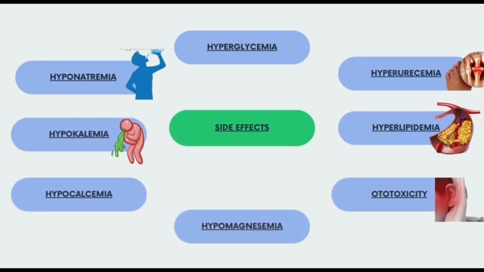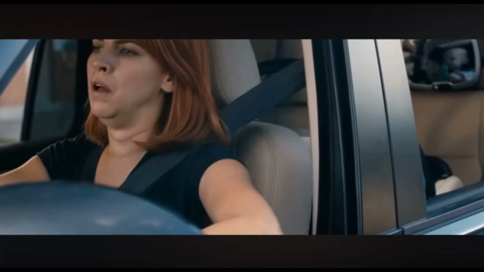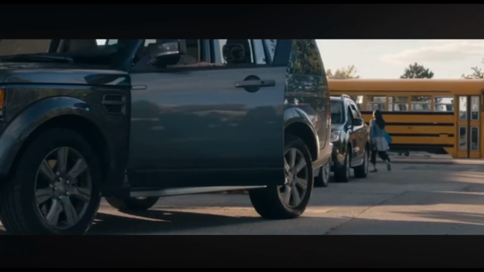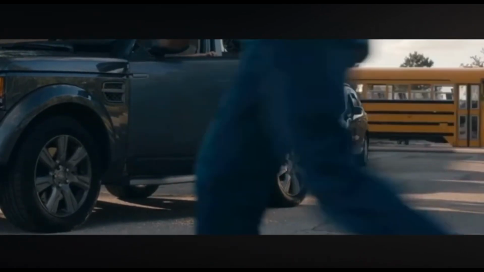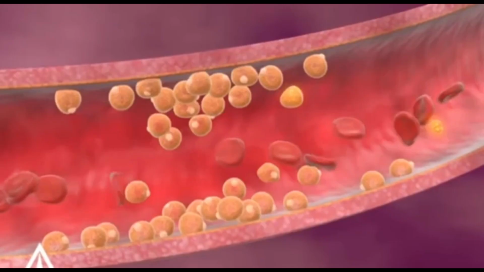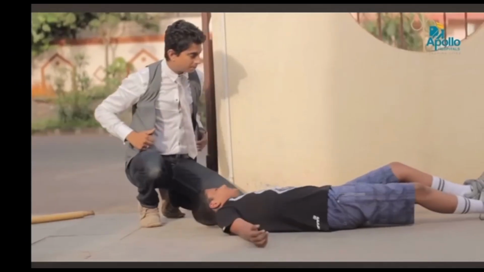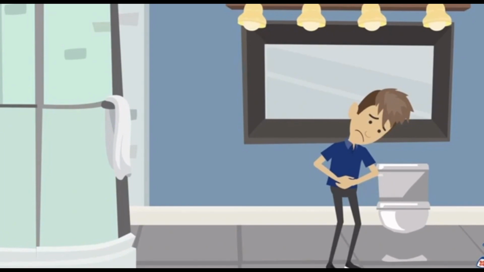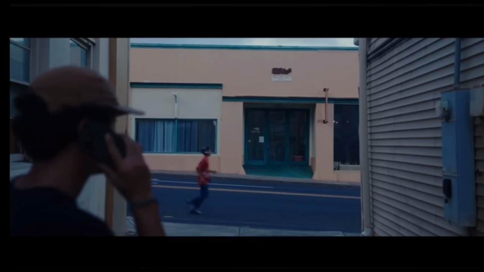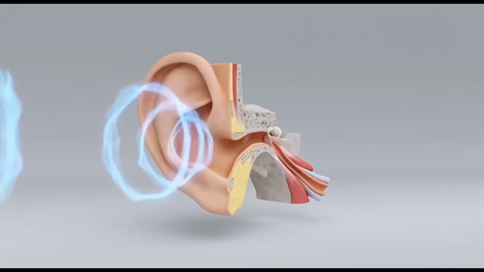For loop diuretics, for the side effects, hyponatremia means electrolyte abnormality caused by excess of total body water relative to total body sodium. And the next one is hypokalemia, which means low potassium, referring to lower than a normal potassium level in the bloodstream. And the next one is hypocalcemia, which means calcium level in blood is low. And the next one is hypomagnesemia, which means having lower than a normal level of magnesium in blood.